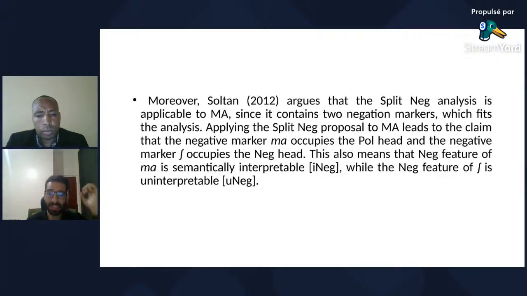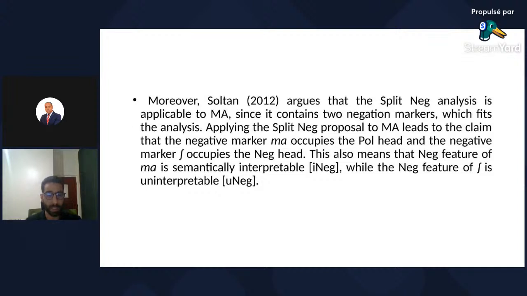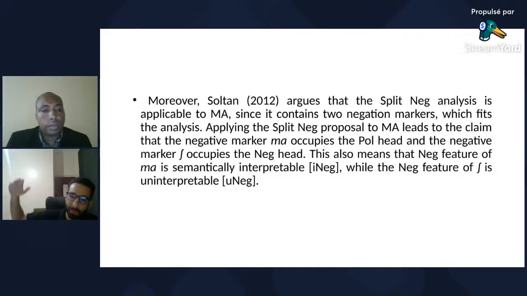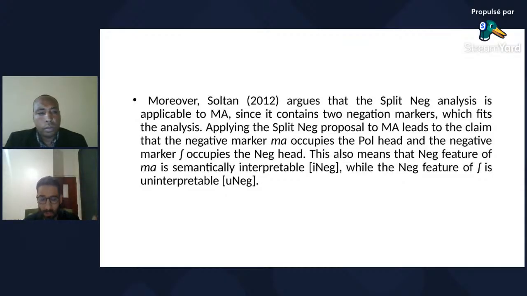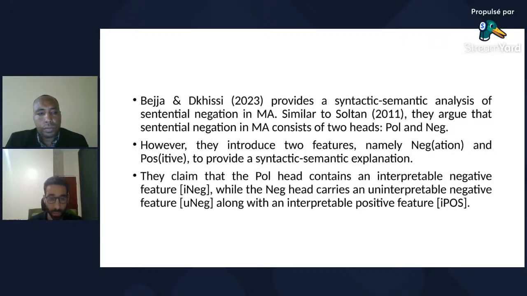Moreover, Sultan argues that the Cairene analysis is applicable to Moroccan Arabic, since it contains two negation markers, which fits the analysis. Applying the proposal to Moroccan Arabic leads to the claim that the Moroccan marker ma occupies the pole head and the neg marker sh occupies the neg head. This also means that the neg feature of ma is semantically interpretable, while the neg feature of sh is uninterpretable, which means that ma semantically negates sentences, while sh syntactically negates sentences. So this is maybe a general idea here.